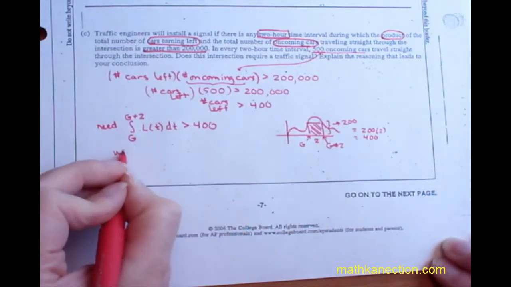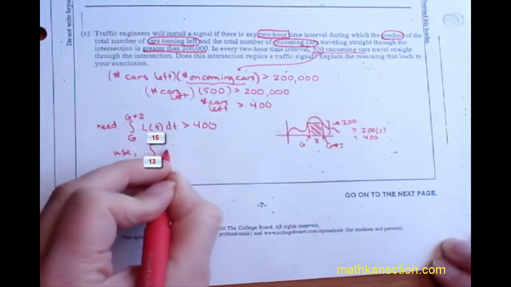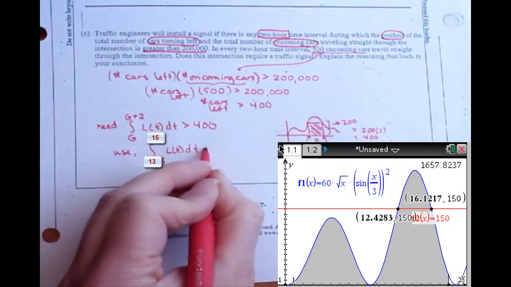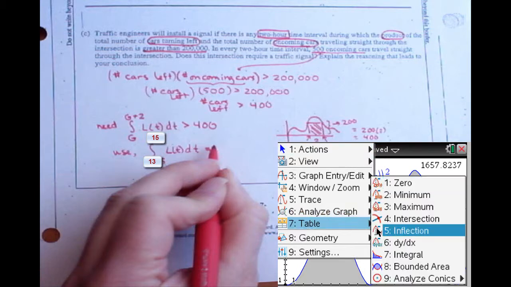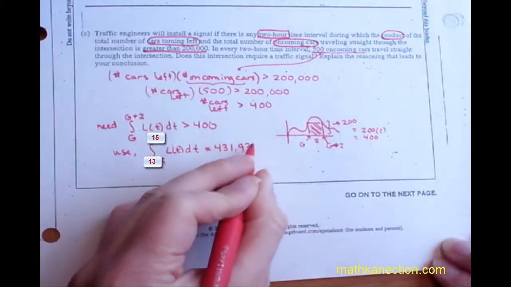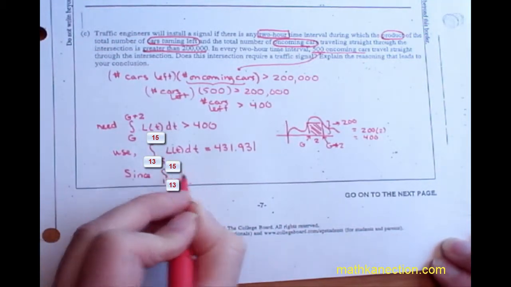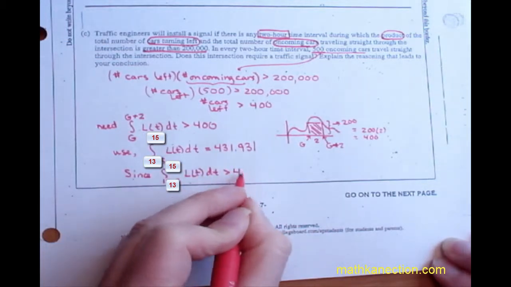So just using two values that would get that area to come out bigger than 400, using 13 and 15. On the calculator, getting the area, which comes out to 431.931. And since the integral from 13 to 15 of L of t dt does come out bigger than 400, then a traffic signal is required.